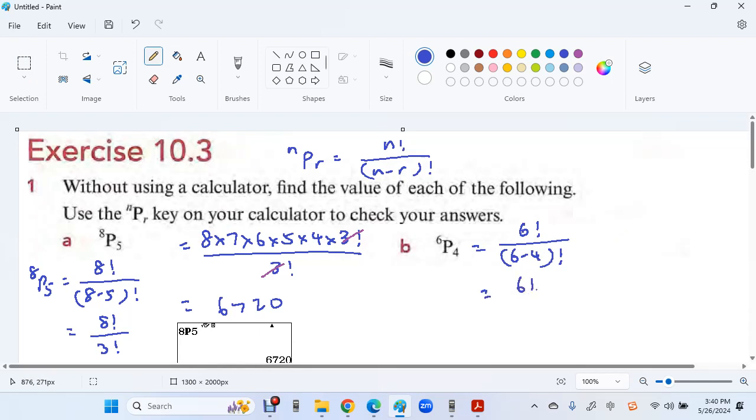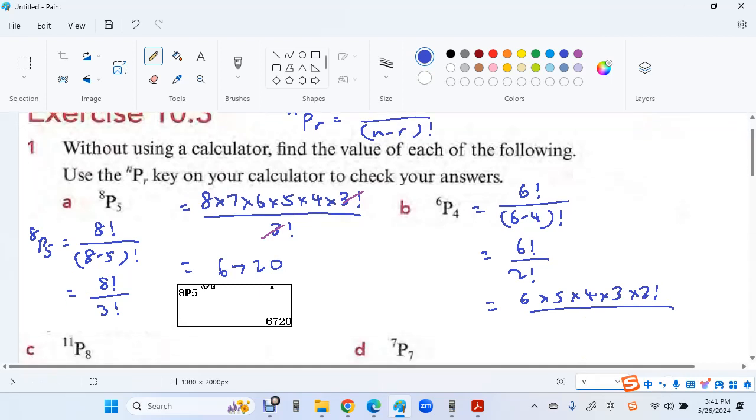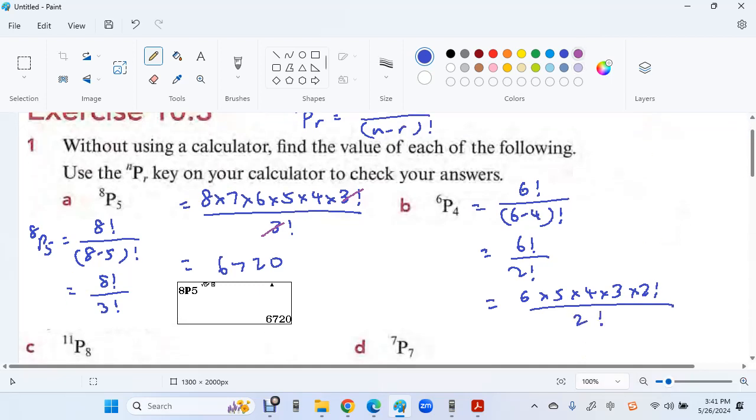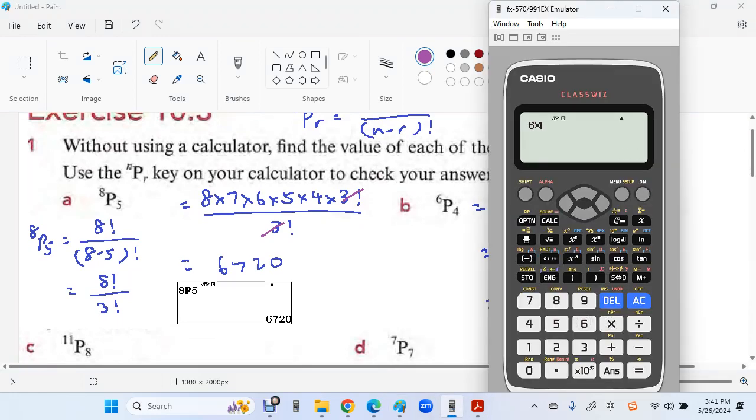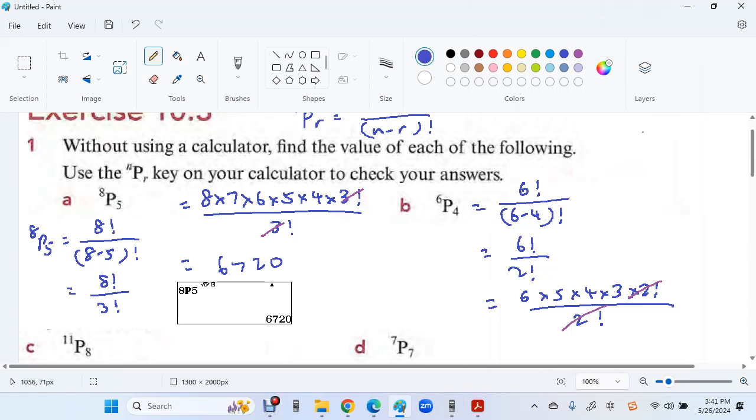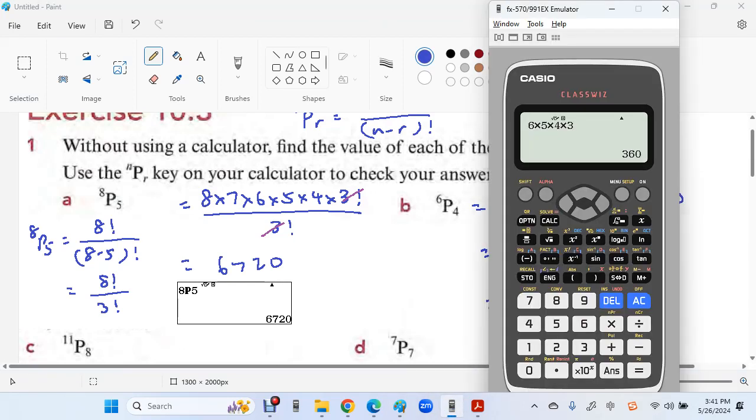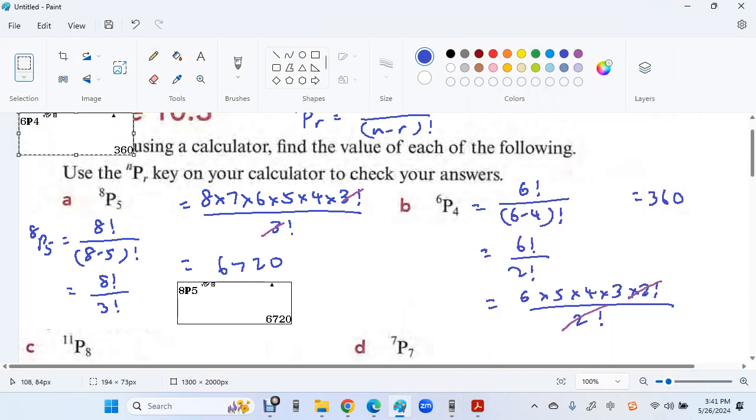So 6 factorial over 2 factorial. We have 6 times 5 times 4 times 3 times 2 factorial over 2 factorial. This cancels, then we have 6 times 5 times 4 times 3, which is 360. So 6P4 is 360. Yes, correct.